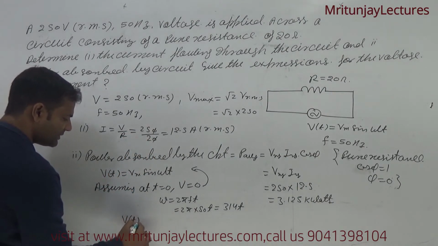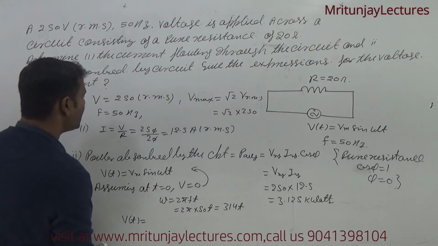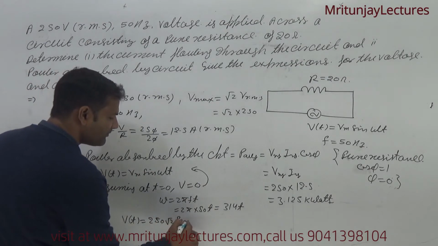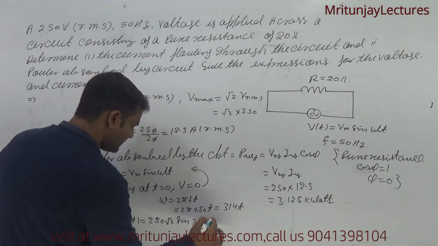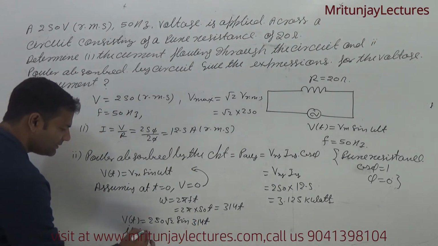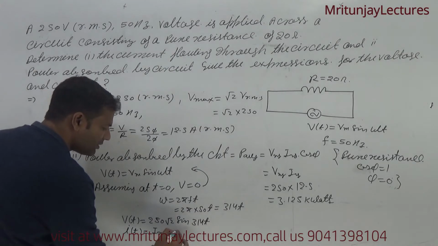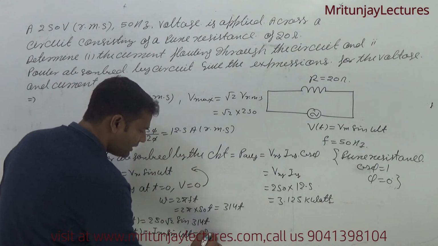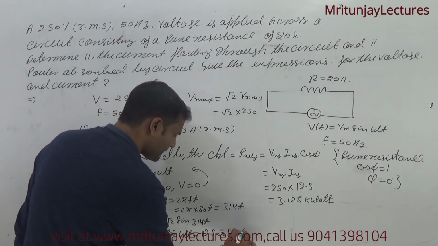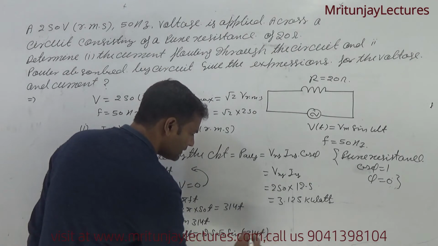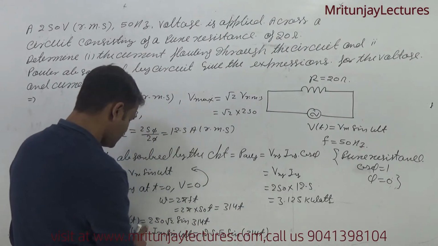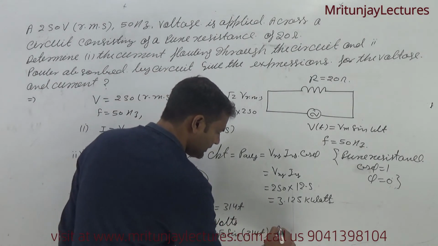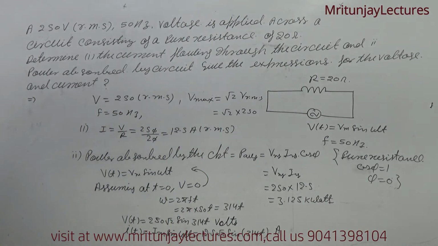If this value is put here, we get Vt equals Vm sin omega t, where Vm equals 250 root 2, so Vt equals 250 root 2 sin 314t. And what about It? It is also written as Im sin omega t, with Im equal to 12.5 root 2, so It equals 12.5 root 2 sin 314t. This expression is voltage in volts, and this expression is current in amperes. Okay, so first of all make it.